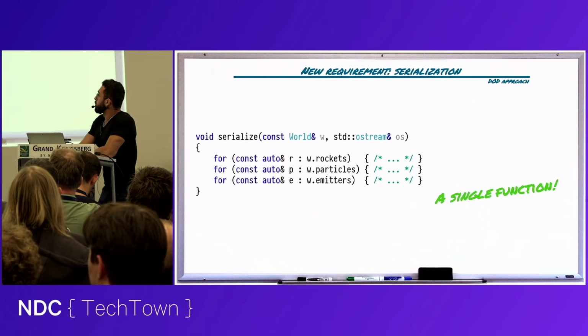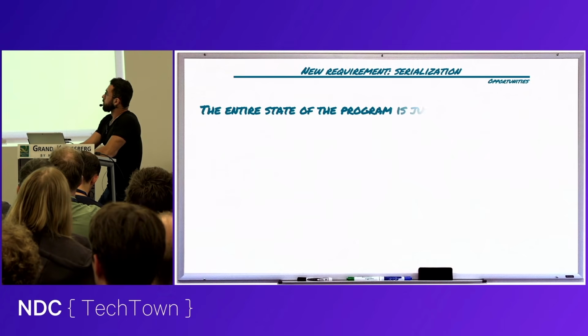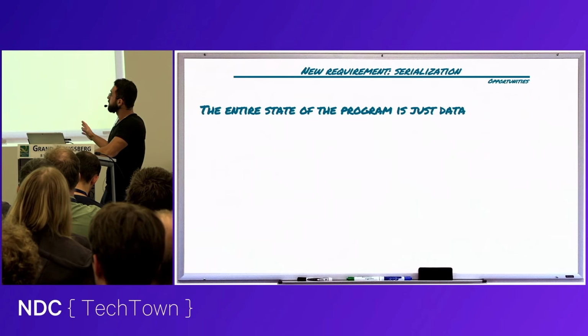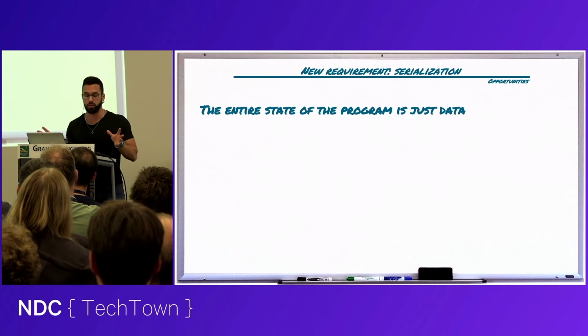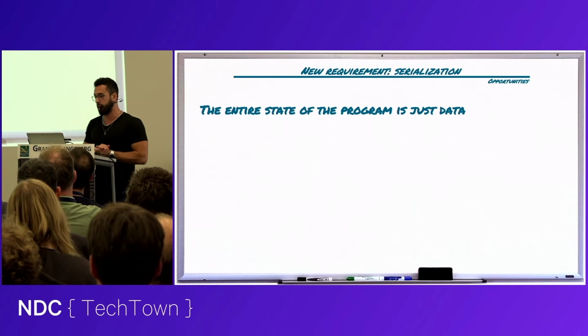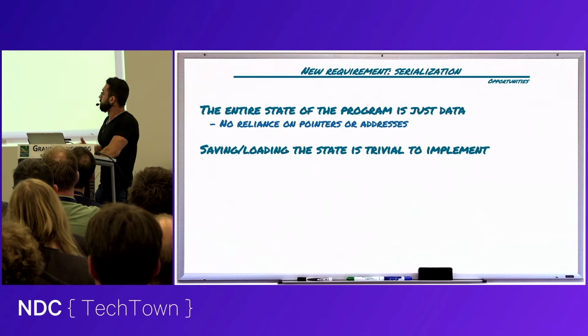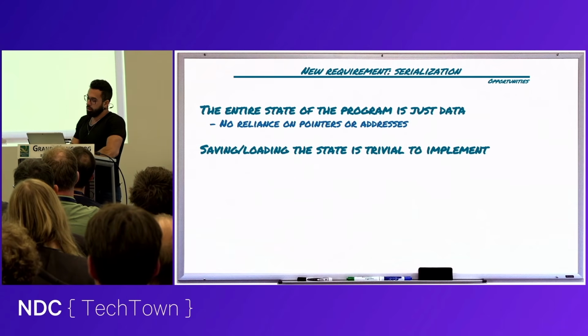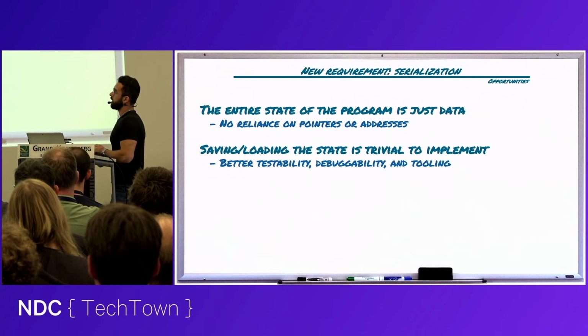So I talked about opportunities at the beginning. What am I talking about? Well, once you do this, you realize that the entire state of the program is just data. You don't have anything which is hardware specific or session specific. You don't have addresses, pointers. So avoiding that allows you to implement trivial state loading and saving, which is not only useful as a requirement, but it can help you test, debug, and have tooling.